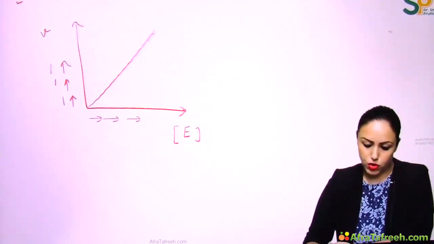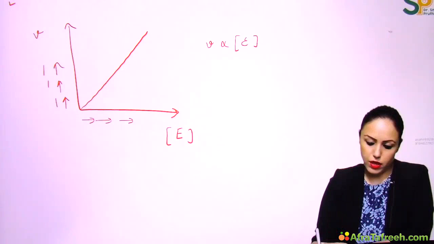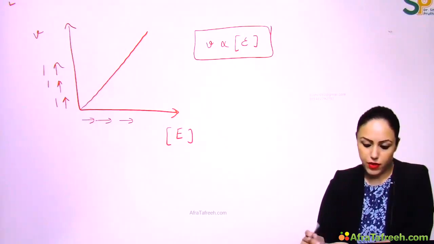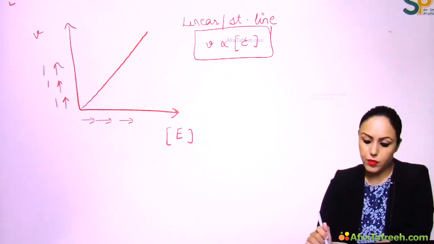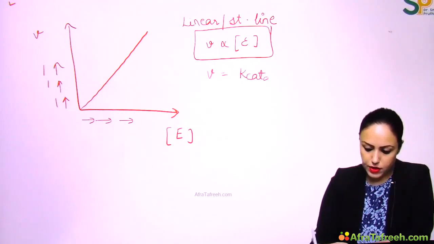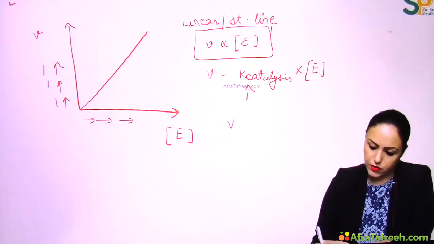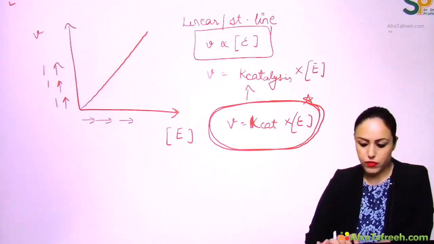So it is directly proportional. Velocity is directly proportional to enzyme concentration, which means if we increase enzyme concentration, the rate of reaction will increase, right? So this is a linear or straight line graph. Let's make an equation here. V is equal to K catalysis, which is a constant, into enzyme concentration. K catalysis is a constant value for an enzyme. So V is equal to K catalysis into enzyme concentration. Just learn this equation, as I'll be using it in one of the questions which I'll discuss.